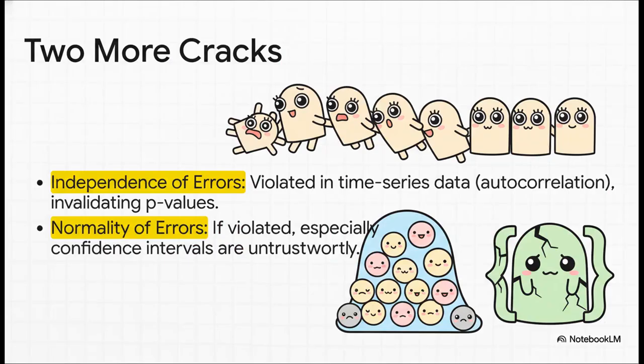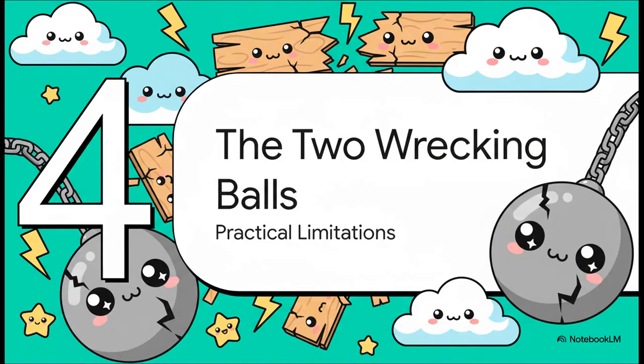And the last 2 cracks are really about the statistical trust we can put in our results. First, if your errors aren't independent, this happens all the time in stock market data, where yesterday's error influences today's, then all your statistical tests, like p-values, are basically meaningless. And second, if those errors don't form a nice bell curve, especially if you have a small data set, then the confidence intervals you put around your predictions, well, you just can't trust them. So those are the cracks in the foundation, the violated assumptions.